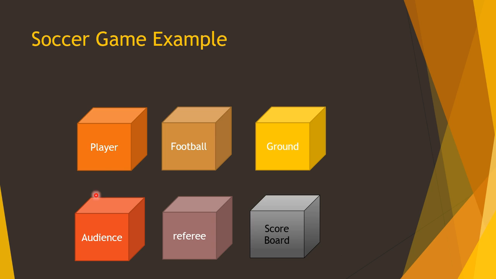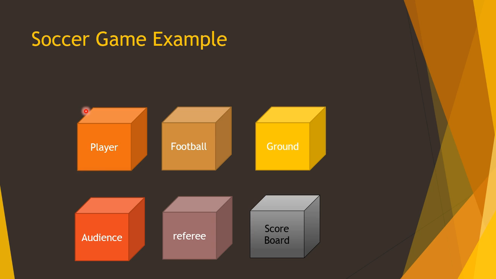Apart from the functions, they can also contain data or properties. For example, what is the data associated with the player object? Of course, it should have some name, age, gender, weight, height, etc. And what is the property or data of this football? It has weight and diameter. What is the data of this scoreboard? Of course, it has a score. So, objects contain both data and functions together.